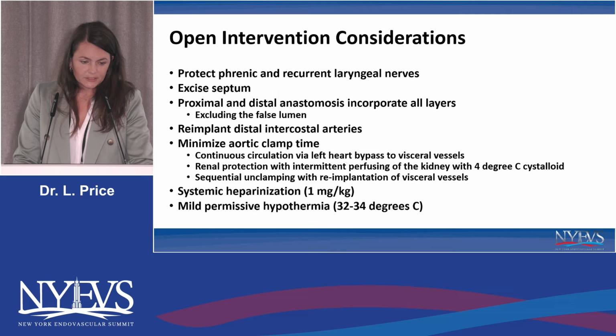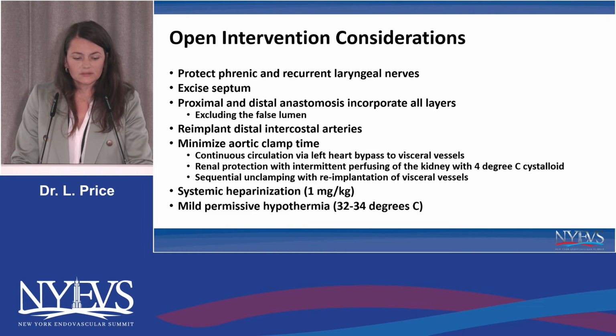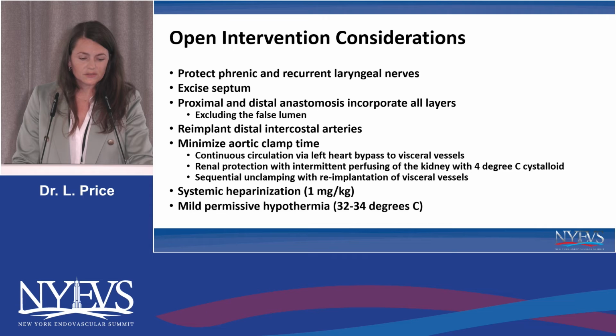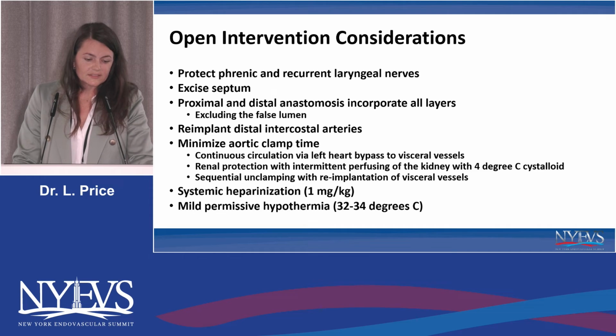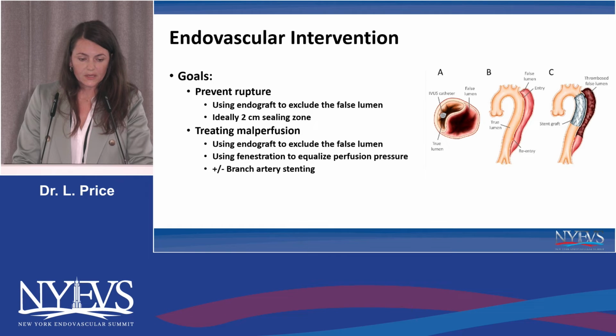So let's say you take this patient for an open intervention. Oftentimes, because we know where that proximal tear is, you're going to be putting your clamp between the left common carotid and the left subclavian. So you have to think about the phrenic nerve and the recurrent laryngeal nerve. You need to excise that septum. You want to include all layers in the anastomoses, and reimplant distal intercostals, like I said, to protect from paraplegia. Minimize aortic clamp time, heparinize these patients, and perform permissive hypothermia.